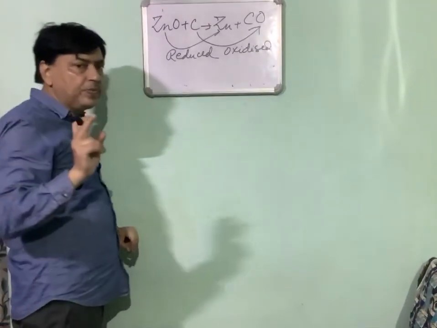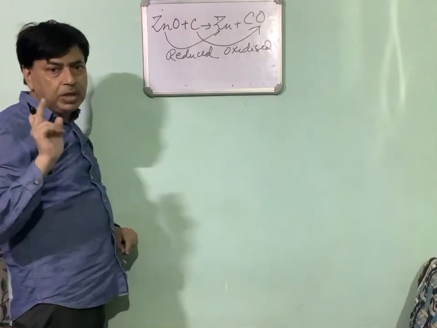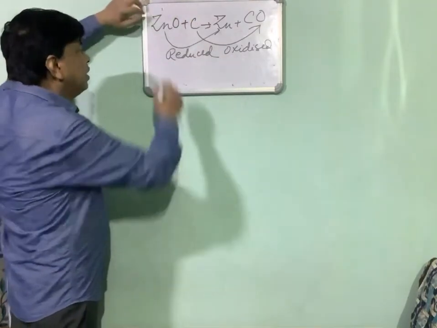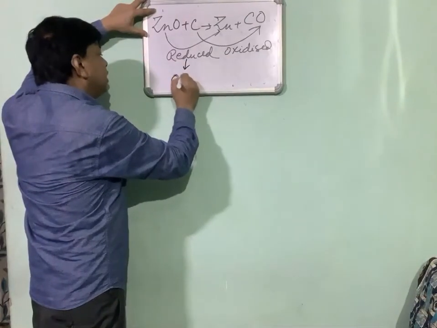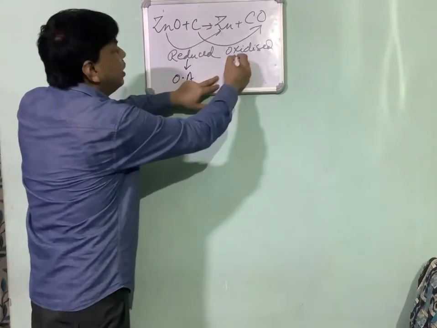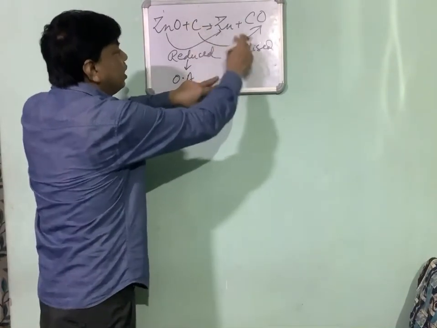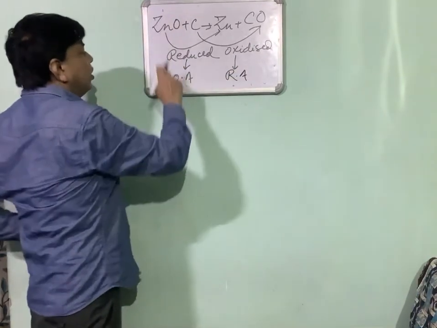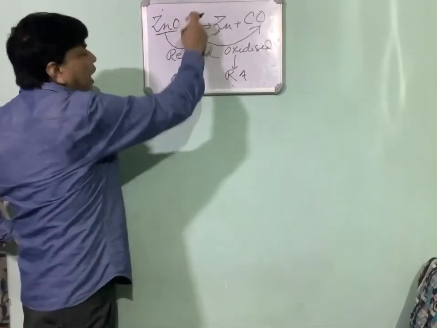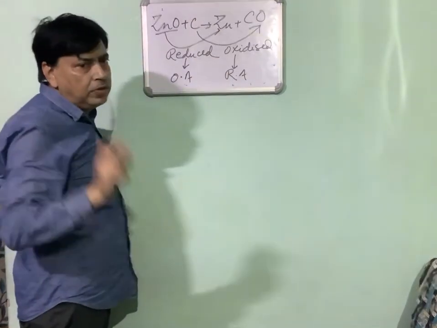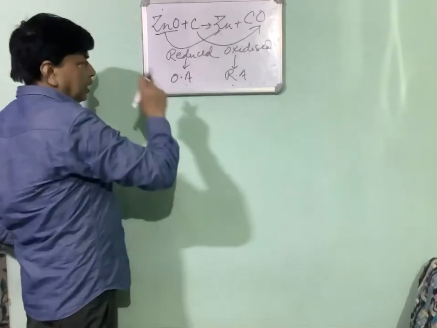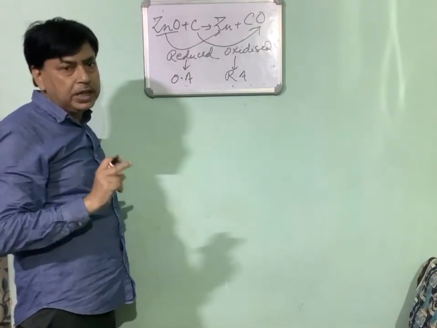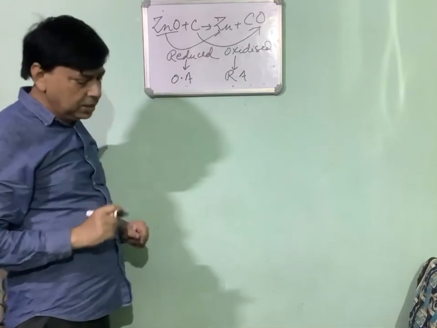So the substance which is reduced will be the oxidizing agent and the substance which is oxidized will be the reducing agent. So zinc oxide is the oxidizing agent and carbon is the reducing agent. In this reaction, the oxidizing agent is zinc oxide and the reducing agent is carbon. And always keep in mind, the oxidizing agent and reducing agent are always on the reactant side.